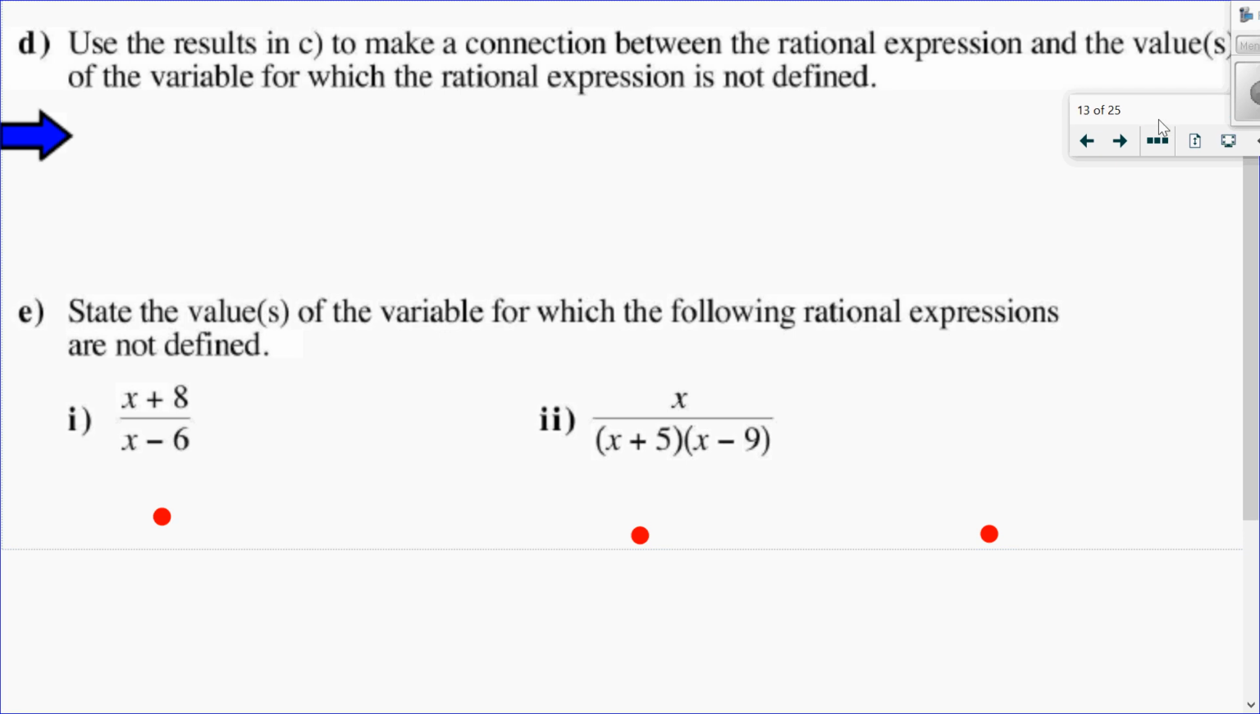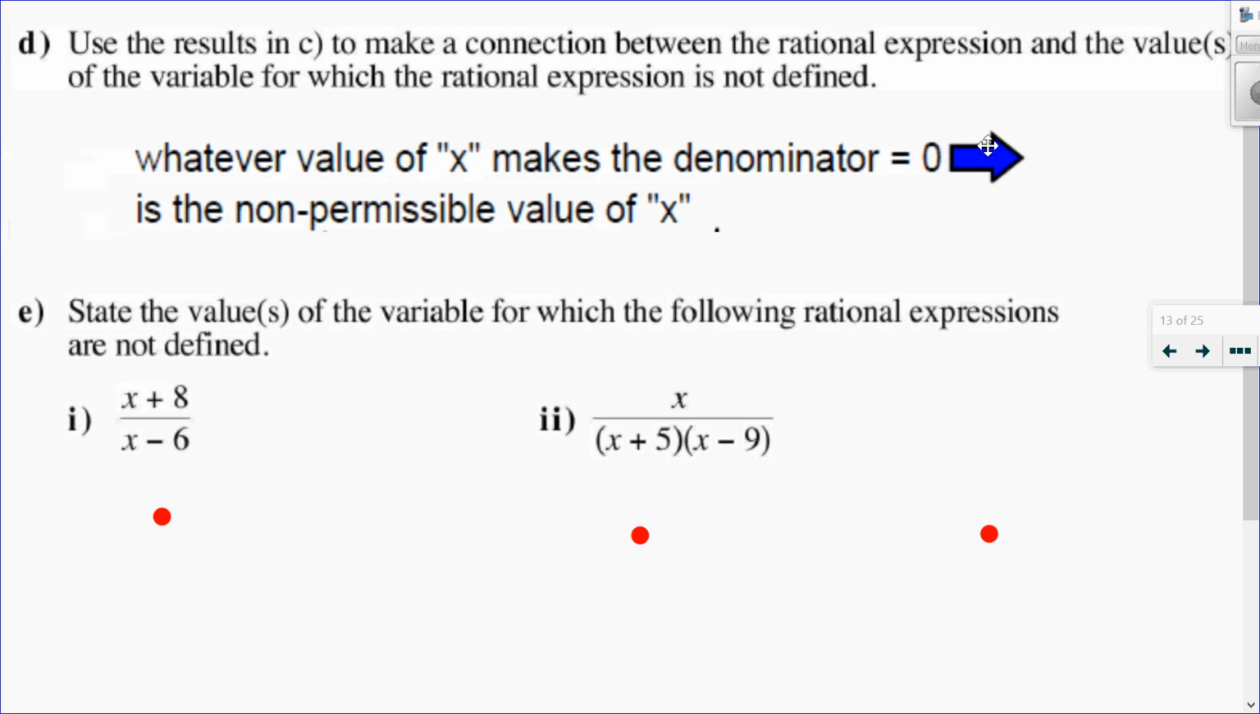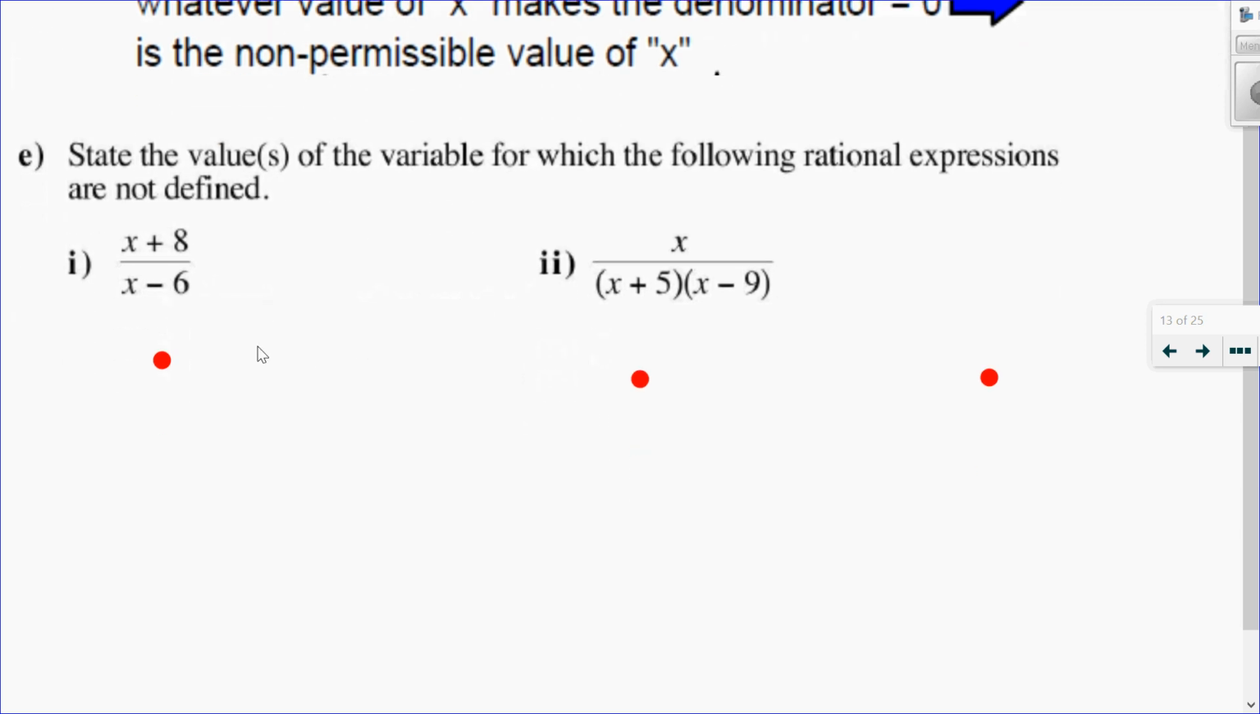So let's look at this, and we're going to make a connection between the rational expression and the values of the variable. So the connection between those two is whatever value of x makes the denominator equal to 0, because I can't divide by 0, is the non-permissible value of x. So let's try this. State the value of the variable for which the following rational expressions are not defined. So x minus 6, what value of x can I put in there that would cause me to divide by 0? Well, that would be 6, because 6 take away 6 is 0. So since 6 take away 6 is 0, my non-permissible value is 6.